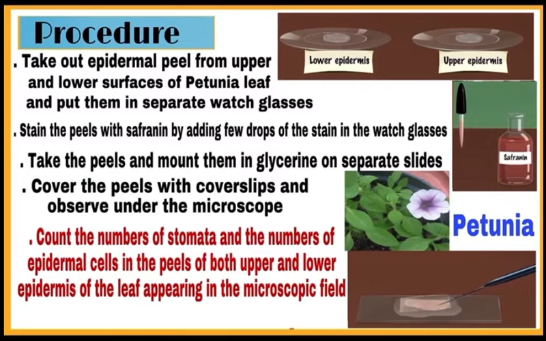पील्स को स्टेन कीजिए by using saffranin stain. For this, add saffranin drops in the watch glass only. Then take peels and mount them in glycerine on separate slides.